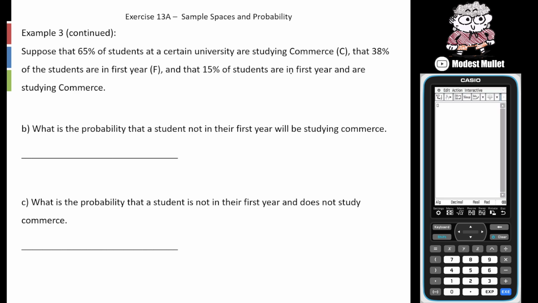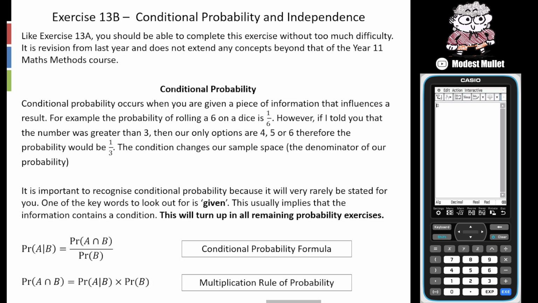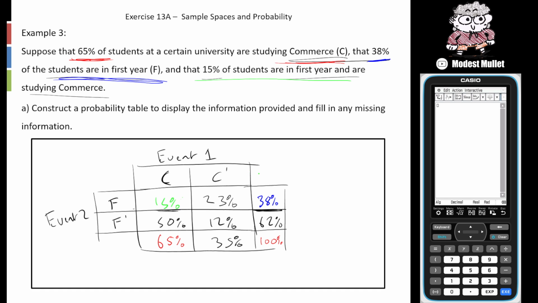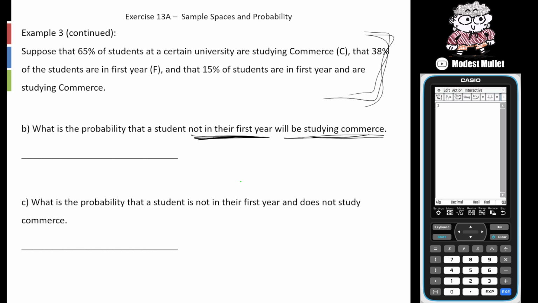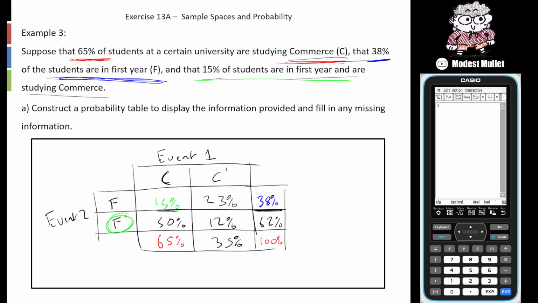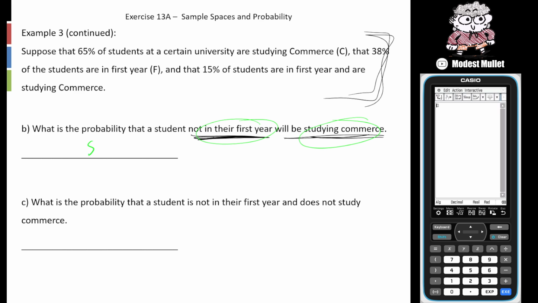Right, so this is our data that we were just given. What is the probability that a student not in their first year will be studying commerce? So we need not first year and studying commerce. The way I do these is go back to the two-way table and circle, in grey lead I would suggest when you're doing it on paper, these conditions and then look where they line up. So not first year means here, and studying commerce means here. Where do they cross there? That's 50%. So it's actually 50% is the probability.